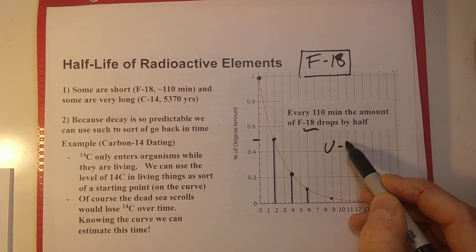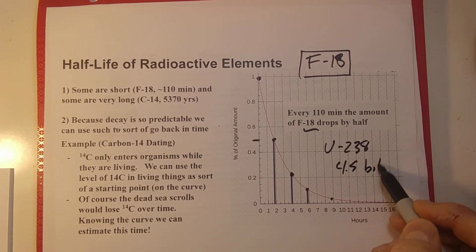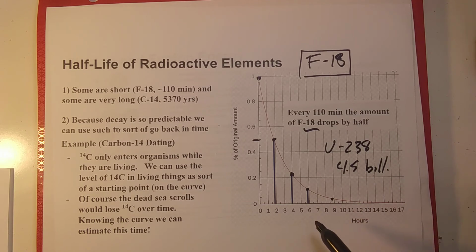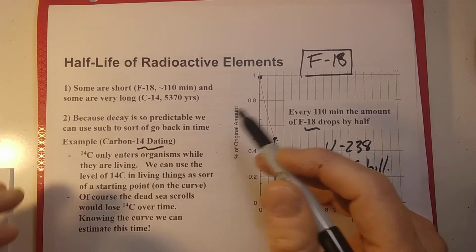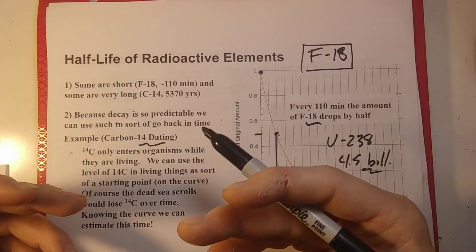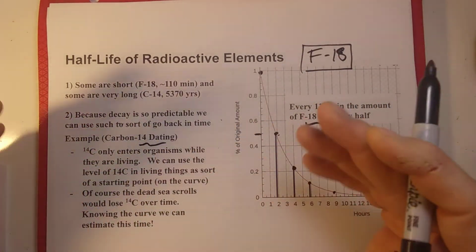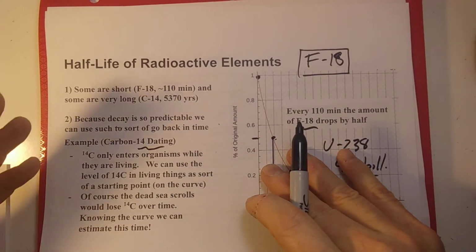But again, for uranium-238, its half-life was 4.5 billion years. That can be very, very long before you get to that point here. Because of that long decay, we can use that in dating sometimes, like carbon-14. It's a very, very slow decay, a very large half-life. We can use that in dating materials that we find on the Earth.